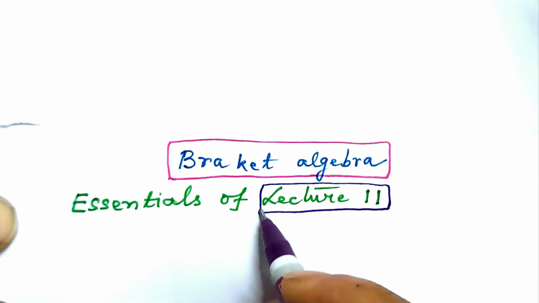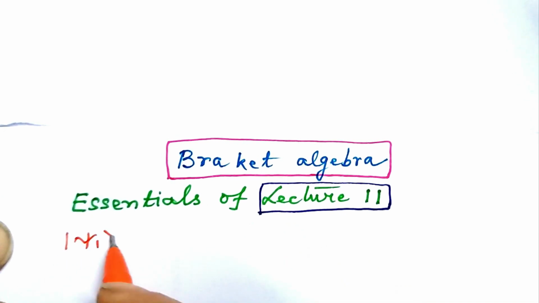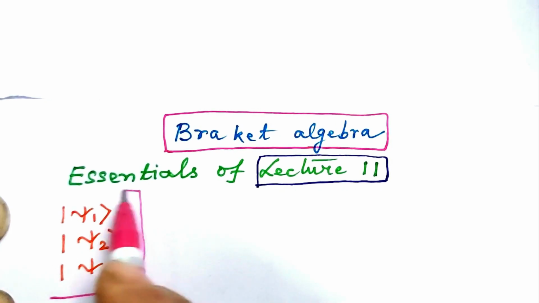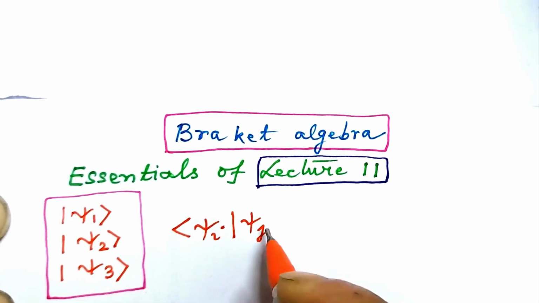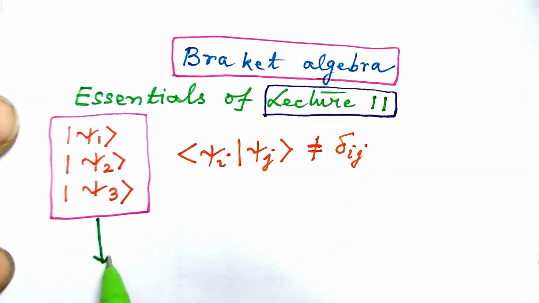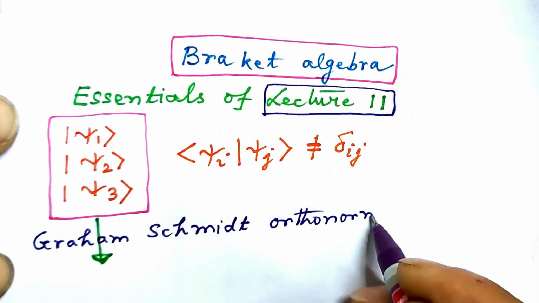Consider three kets. We denote them as ket psi 1, ket psi 2 and ket psi 3. And suppose these kets satisfy the relation which indicates that they are not orthonormalized, that is, they are not mutually orthogonal and they also are not normalized to unity. Starting from this set of ket vectors that are not orthonormalized, we can build a set of orthonormalized ket vectors through Gram-Schmidt orthonormalization procedure.